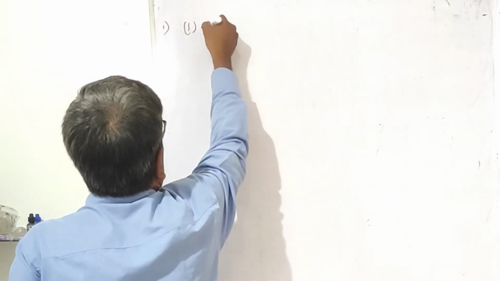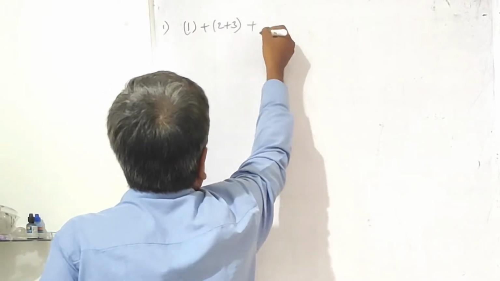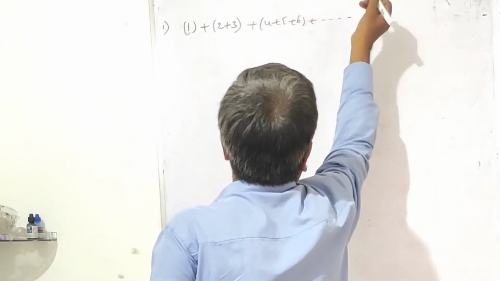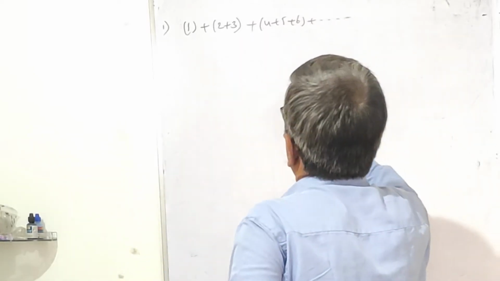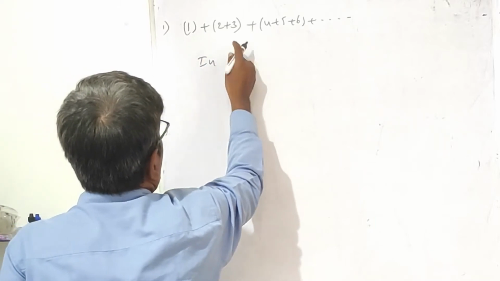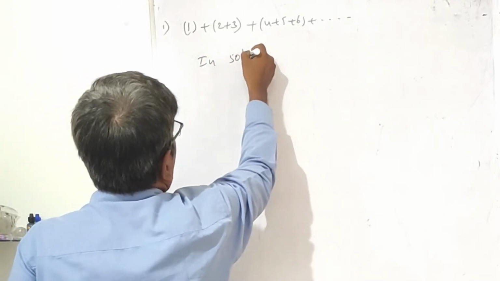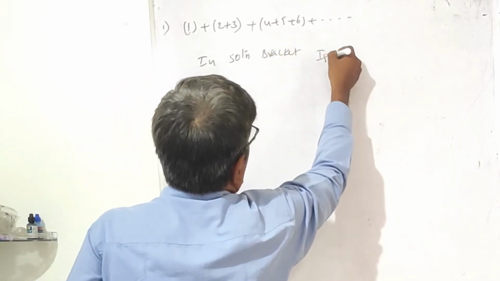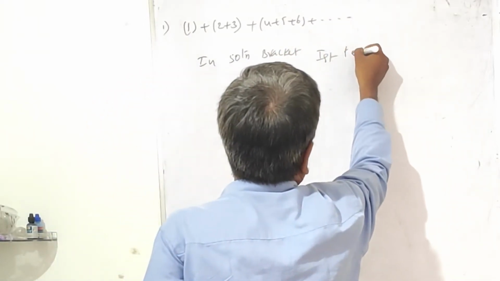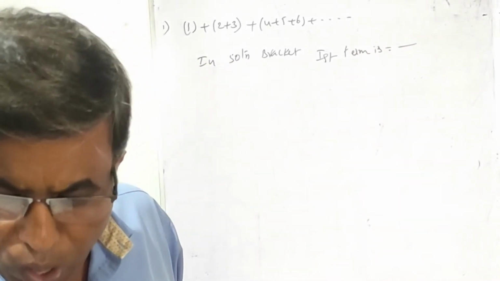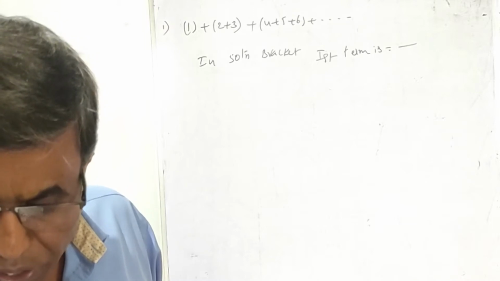1, 2 plus 3, next 4 plus 5 plus 6, and so on. So listen, in the 50th bracket, the first term is what? That is the question. In the 50th bracket, what is the first term?